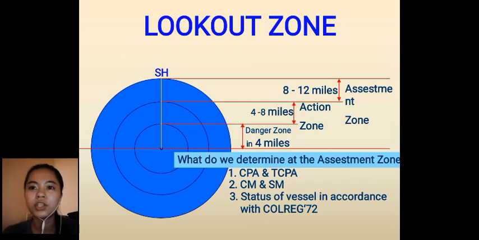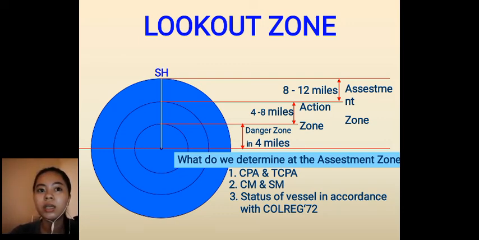This is the illustration of the lookout zone. 8 to 12 miles is the assessment zone, 4 to 8 miles the action zone. The danger zone is within 4 miles. What we determine at the assessment zone is the CPA and TCPA, CM and SM. And the third is the status of the vessel in accordance with COLREG Rule 72.